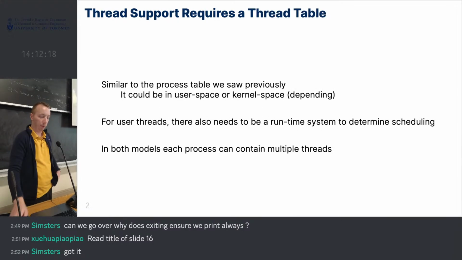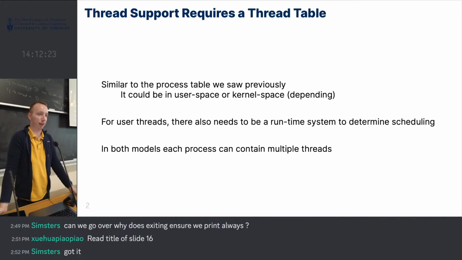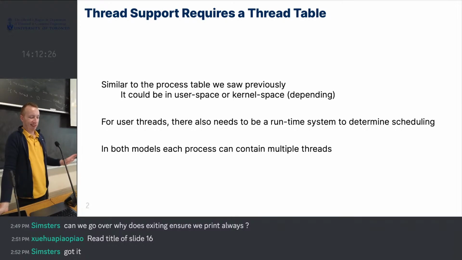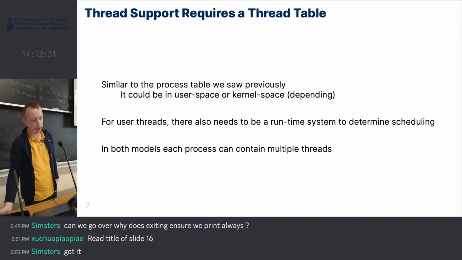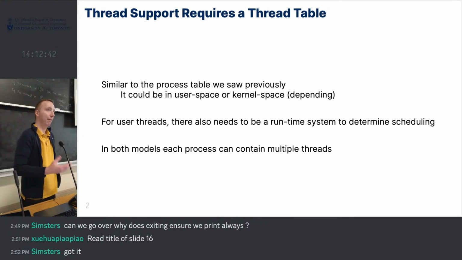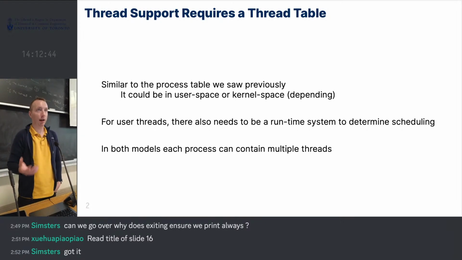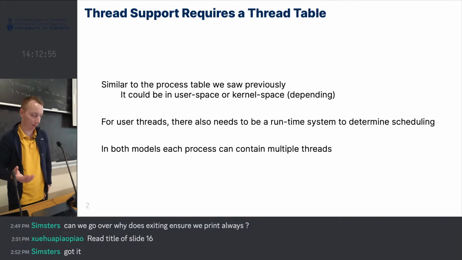If you need thread support, it requires something like a thread table, which is analogous to a process control block, similar to the process table. It could be in kernel space or user space, depending on whether you're implementing kernel threads or user threads. If you're doing user threads, which you will be doing, you also need your own scheduling system on top of it. For our purposes in Lab 4, you will just be doing first in, first out, first come, first serve, the easiest scheduling we could do.